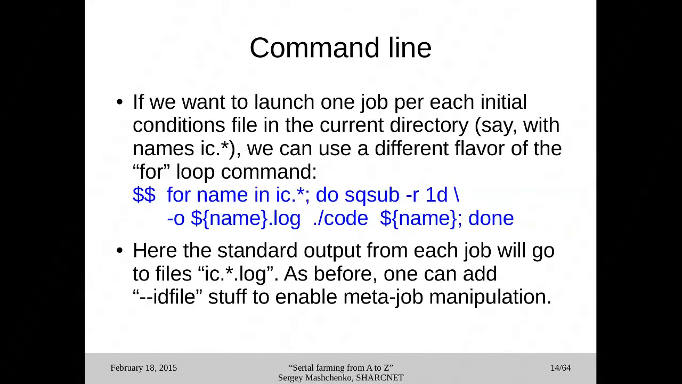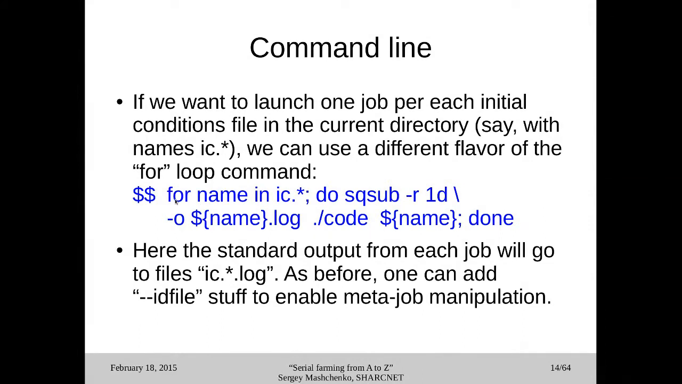Now, let's describe a different situation. What if you don't have initial condition files properly numbered from 1 to whatever, as we've seen in previous slides? What if you want to submit a job where your code would process a separate initial condition file which is not properly numbered? They just all have different names. They might even be located in different subdirectories. For this, it's convenient to use a different flavor of the for loop command, as shown in this example.